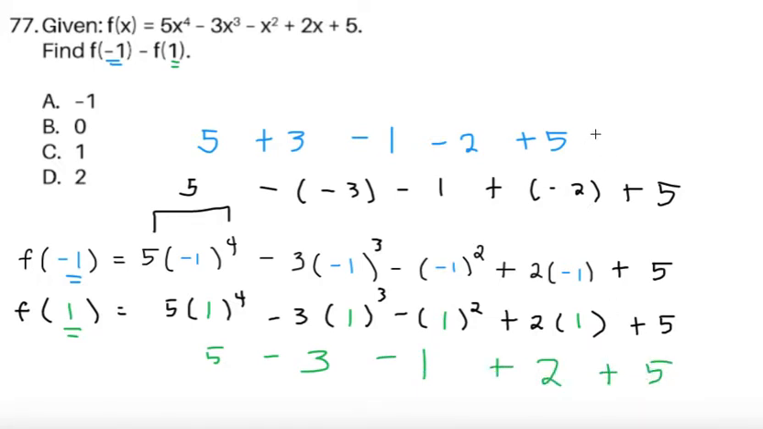Now the blue one evaluates to 5 plus 3, that's 8, minus 1, that's 7, minus 2, that's 5, plus 5, that gives us 10. The green one evaluates to 5 minus 3, that's 2, minus 1, that's 1, plus 2, that's 3, plus 5, that's equal to 8. Since we want f of negative 1 minus f of 1, we write 10 minus 8, which gives us 2. We should have choice D for this question.